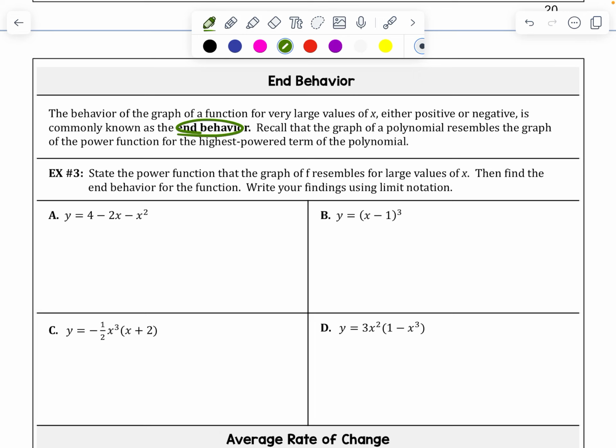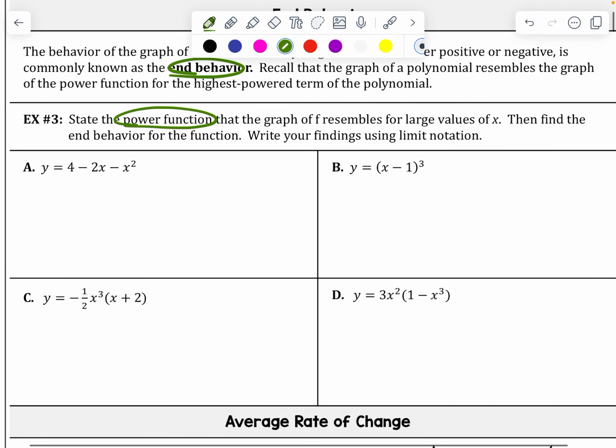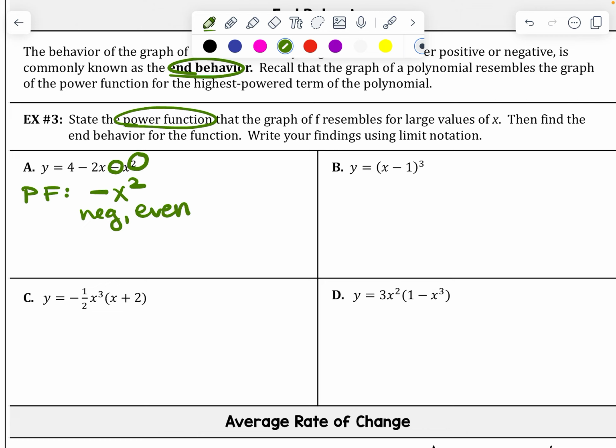So this says state the power function. The power function is like the leading coefficient and the degree of your graph. So for example, this is my highest degree and my leading coefficient is negative. So my power function is a negative x squared. This tells me it's negative and even. So on my end behavior, I know that it looks like it's going down to the left and down to the right.